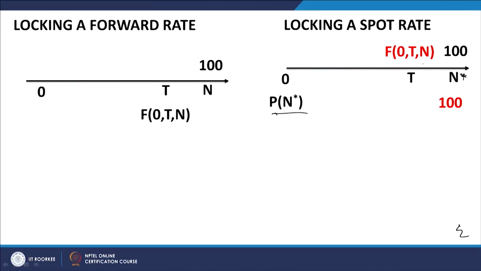I will purchase it from the market and I will deliver it at this particular point, for which I will get a certain price f0 t n. And because I have got money against delivery of the T-bill, I will invest that money for t to n.